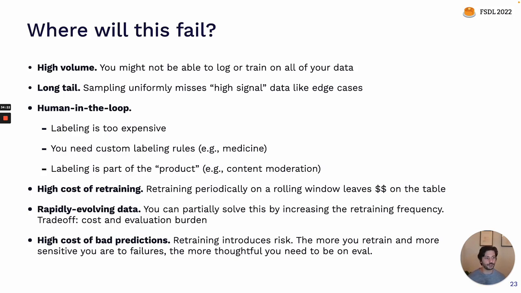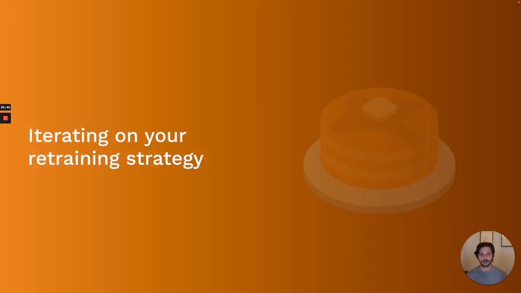So the more frequently you retrain and the more sensitive you are to failures of the model, the more thoughtful you need to be about how to make sure that we're carefully evaluating this model, such that we're not unduly taking on too much risk from retraining frequently. When you're ready to move on from periodic retraining, it's time to start iterating on your strategy.